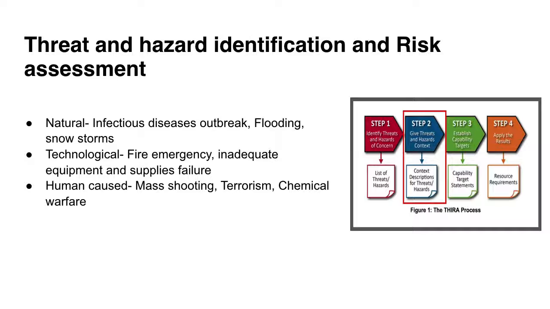Moving on, in the threat and hazard identification and risk assessment, there are potential threats to NYU Langone Tisch Hospital. For the natural causes, there is infectious disease outbreak, which can be a waterborne or an airborne organism, which causes infectious diseases within the hospital and can also spread quickly. It can affect the patient population as well as the staff. The other natural threat can be that of flooding.